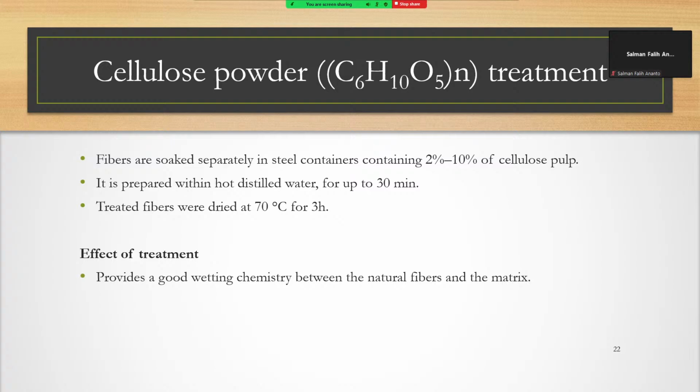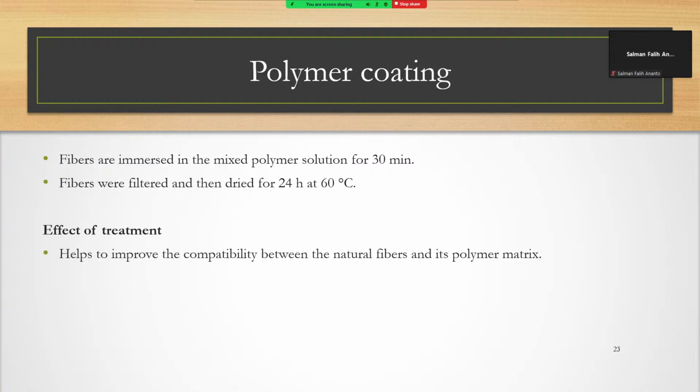Along with A mixture and B mixture, 1% of anionic sulfonate and 85% water were mixed at 14,000 rpm at 80 to 82 degrees Celsius for 3 hours. Later, the fibers are immersed in this mixed polymer solution for 30 minutes. Finally, the fibers were filtered and then dried for 44 hours at 60 degrees Celsius.